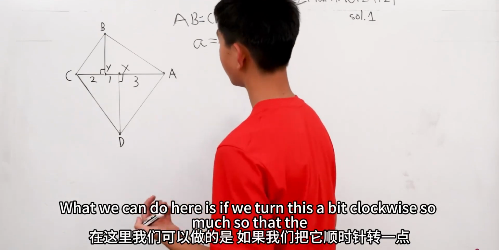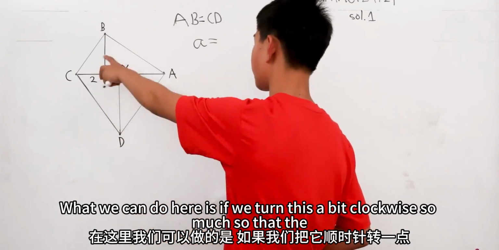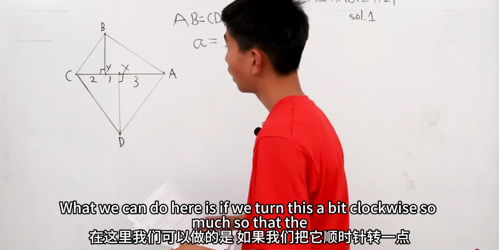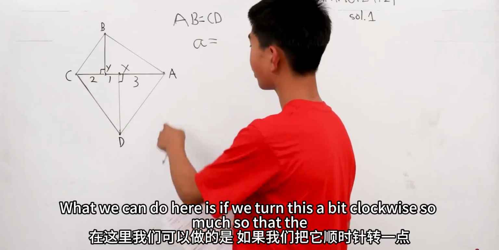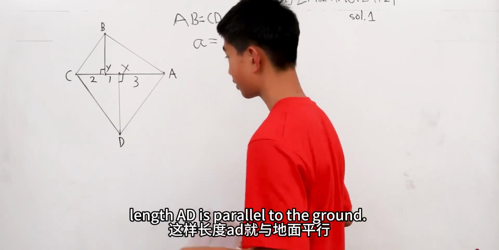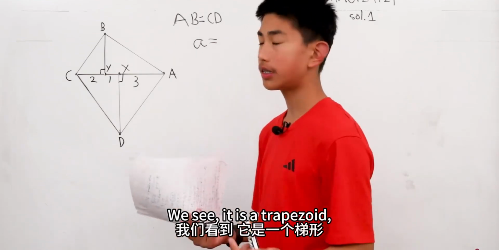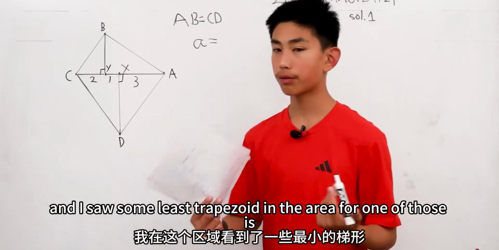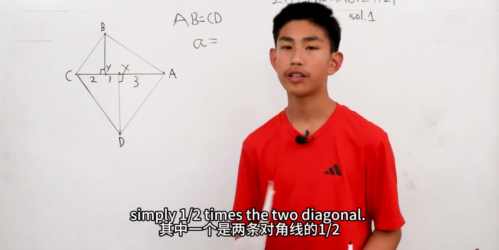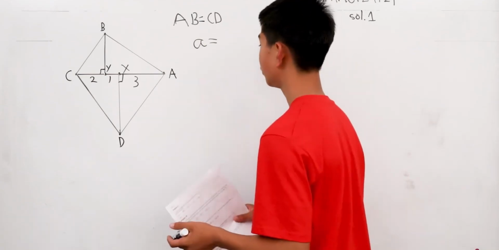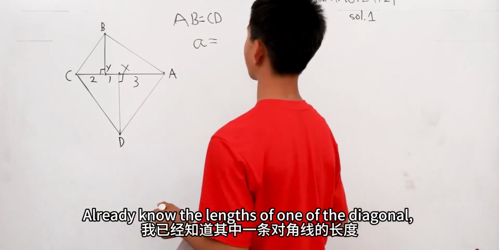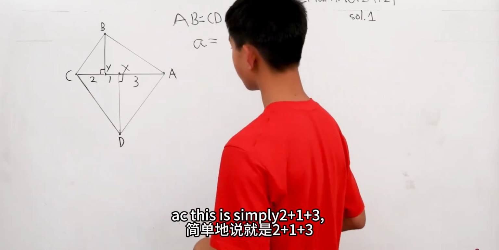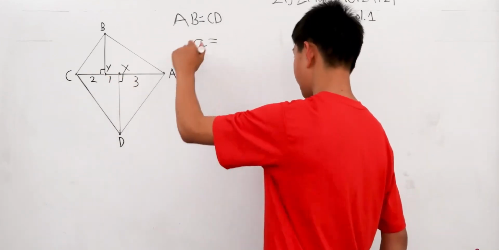What we can do here is turn this a bit clockwise, so much so that the length AD is parallel to the ground. We see it is an isosceles trapezoid, and the area for one of those is simply 1/2 times the two diagonals. We already know the length of one of the diagonals, AC. This is simply 2 plus 1 plus 3, which is 6.